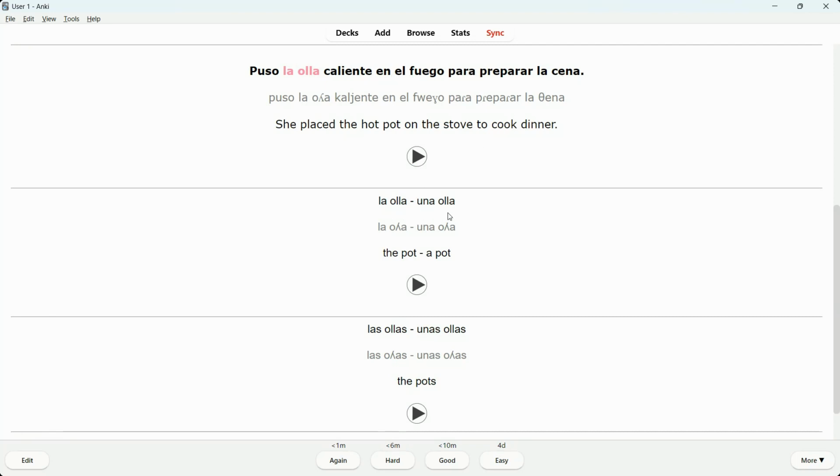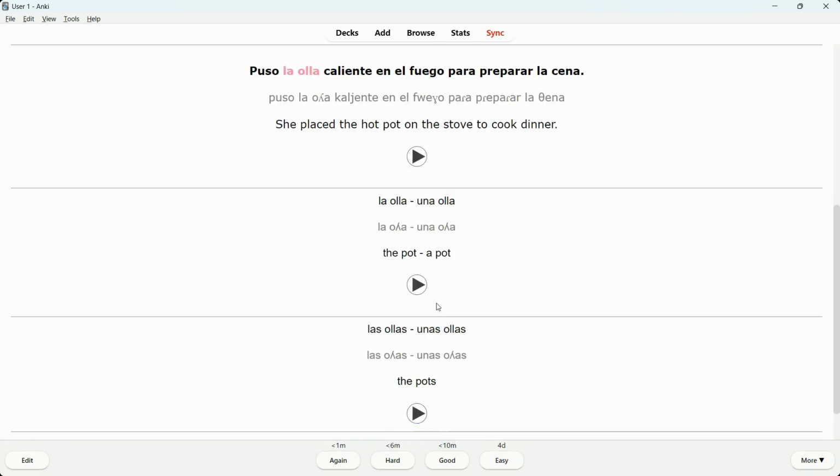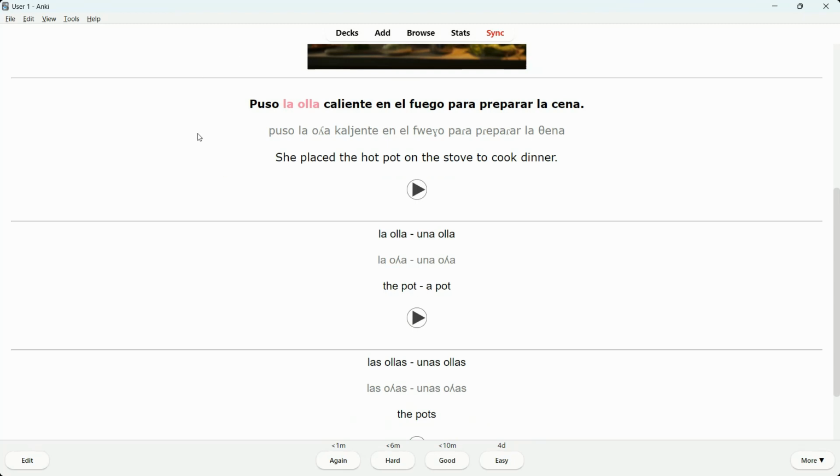La olla, una olla. Las ollas, unas ollas. So let's have a look over here in the first area. This is what I like to call the sentence area. You can see that this is the correct sentence, and this is the word that we have been looking for.